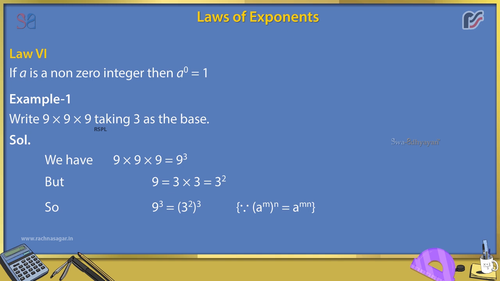Because, in the brackets, a raised to the power m whole raised to the power n is equal to a raised to the power mn, which is equal to 3 raised to the power 6.